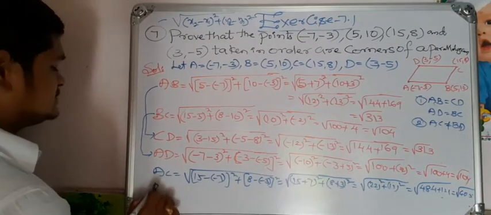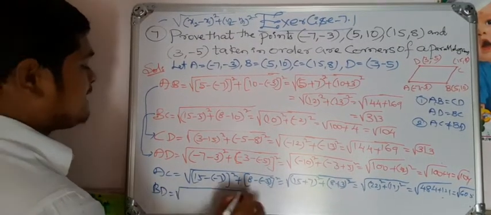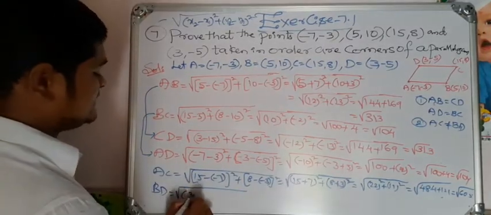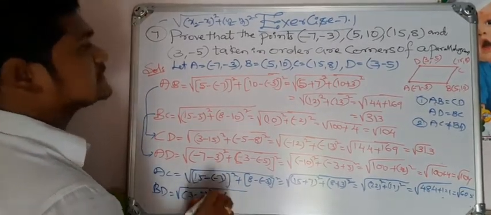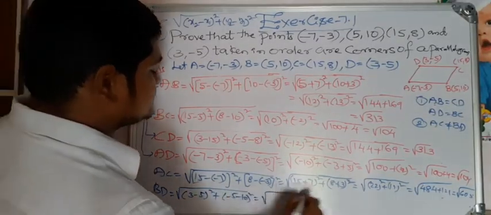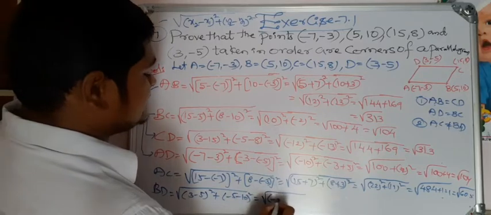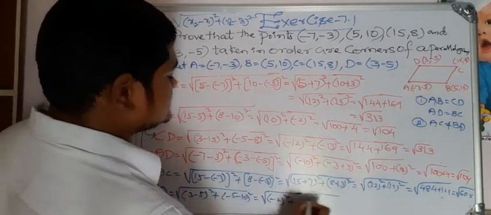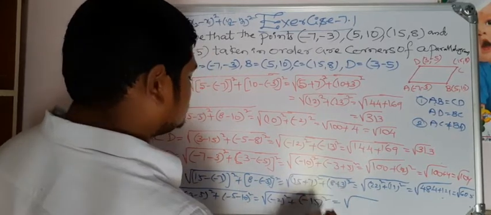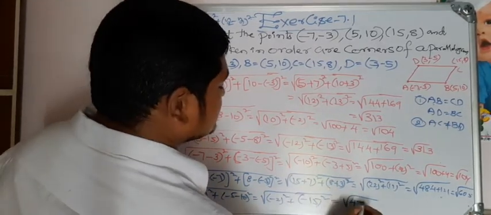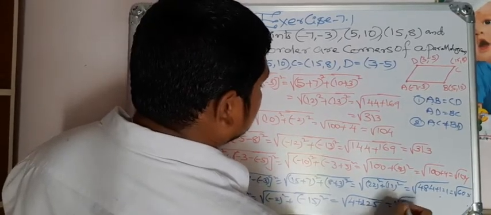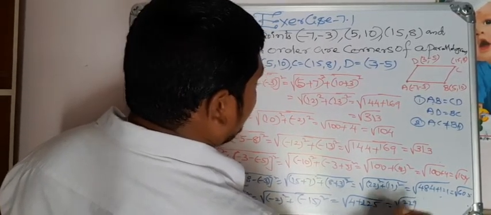Next, find BD also. BD is equal to root over (3 minus 5) whole square plus (minus 5 minus 10) whole square. So 3 minus 5 means minus 2 whole square plus minus 15 whole square. So it is equal to 4 plus 15 square, which is 225, so it is root 229.